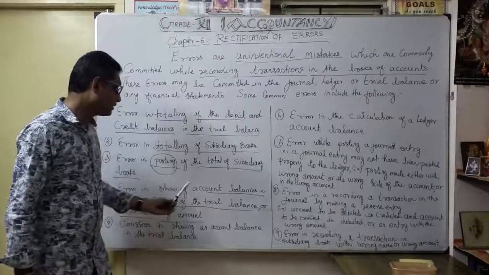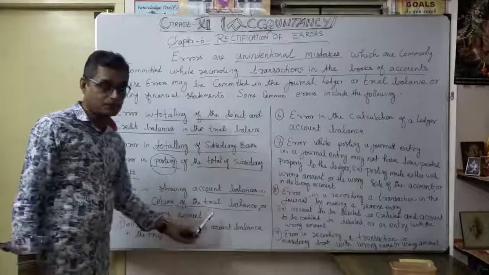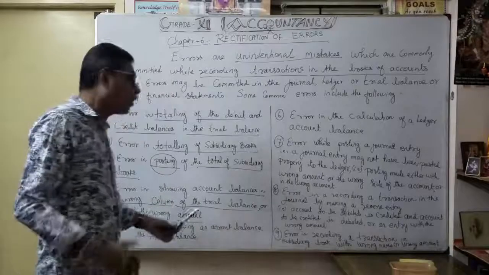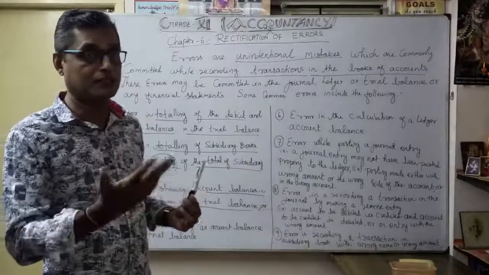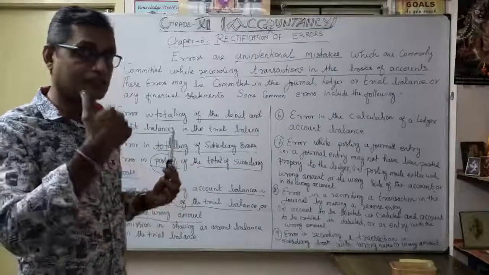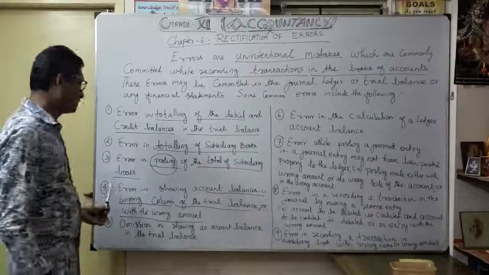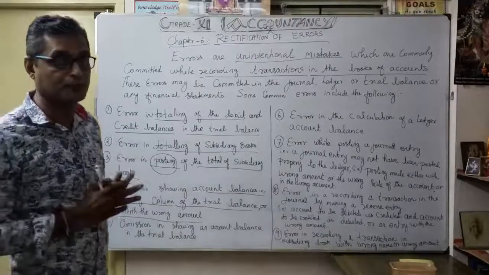Error in showing the account balances in the wrong column of the trial balance. Instead of the debit column, you enter it in the credit column, or with a wrong amount. Maybe the amount is wrongly entered in a debit column or credit column. Maybe instead of the debit column, it is entered in the credit column, and that too with a wrong amount instead of the correct amount. This is one of the important errors that usually occur in the preparation of the trial balance.